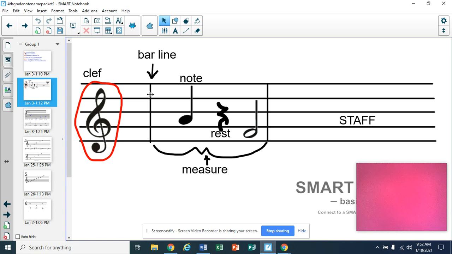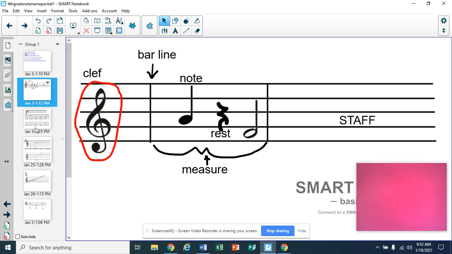Now right here we have something called a bar line. A bar line is what two of them together. What is in between the bar line is called a measure. A measure consists of notes and rests, and these notes and rests are on lines and spaces.